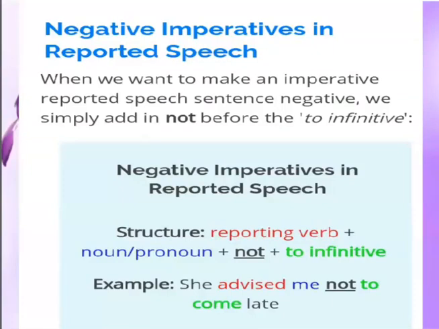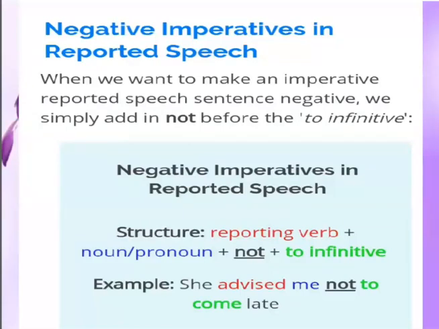For negative imperatives in reported speech, when we want to make an imperative reported speech sentence negative, we simply add "not" to the infinitive. The structure is you have your reporting verb, that's any of the verbs I showed you previously, then your noun or your pronoun that you have in the sentence. Then you add your "not," then you add your "to" infinitive.